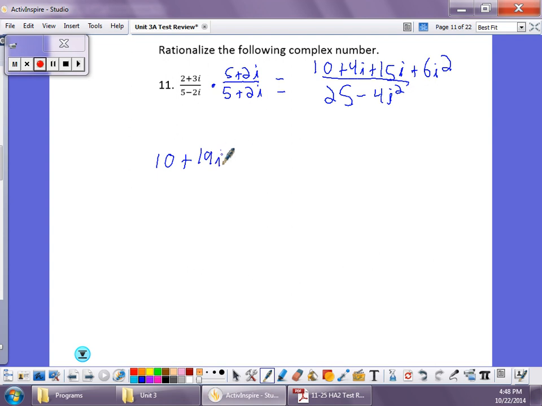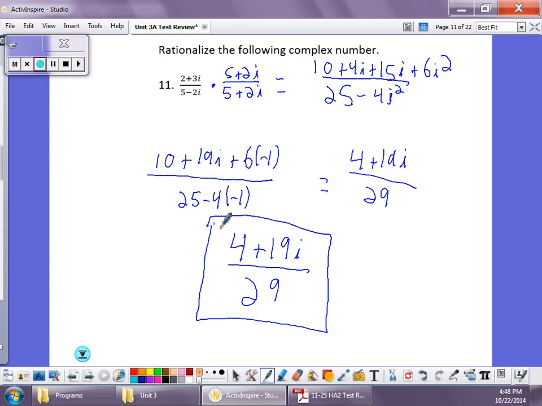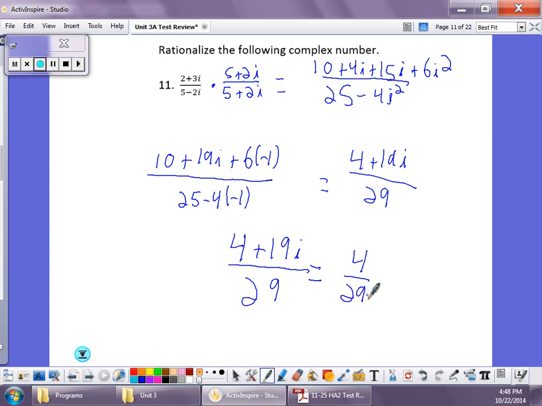Then I would just combine like terms and simplify. So 10 plus 19i plus 6. That i squared I can change to negative 1 over 25 minus 4. Again, i squared becomes negative 1. So that's going to be 4 plus 19i over 25 minus negative 4. So that's going to be 29. Oh boy, that's hard to read. 4 plus 19i over 29. And we would want to write that in standard form. So we can split that up to 4 over 29 plus 19 over 29i.